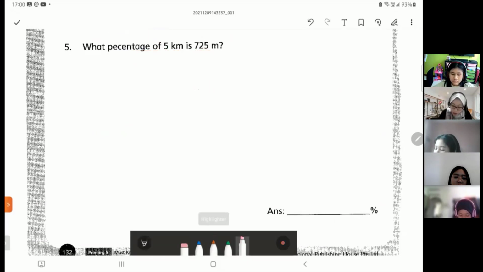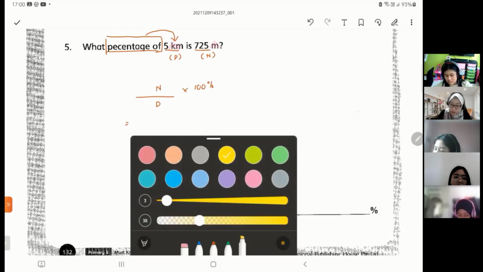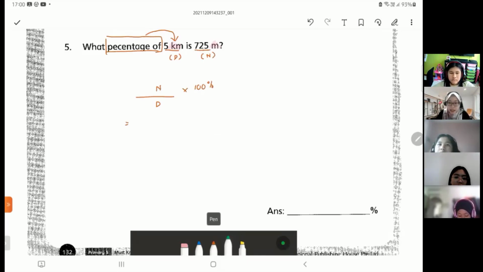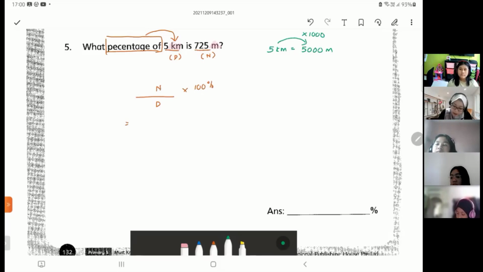However, if you look at this one, this is kilometer and this is meter. They are not in the same unit. So I can't proceed unless they are of the same units. 5 kilometer, change it to meters, which is 5,000 meters. How do I do that? I just times it by 1,000. So which means 725 over 5,000 times 100%. And press your calculator, you're going to get 14.5%. And that's your answer. Okay.